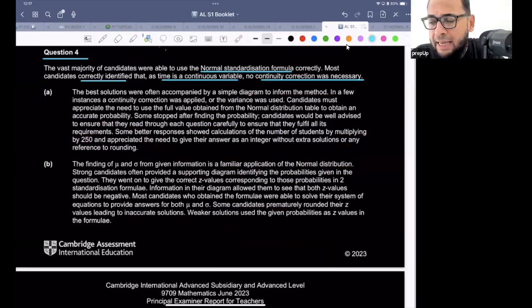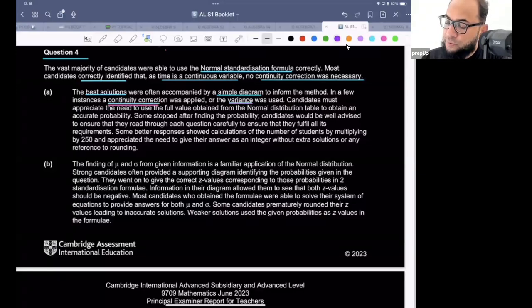I mean, this could also be put like this: we use continuity correction when we use normal approximation to binomial. When it is clearly specified, when it is a need of the hour, that is when we use it. The best solutions were often accompanied by a simple diagram to inform the method. But if you are very, very accurate about the rules, then a diagram is not even necessary. In few instances, a continuity correction was applied or variance was used. That means there was no need. So people still use continuity correction or variance. This is basically what it is referring to, that these are the mistakes that were made.